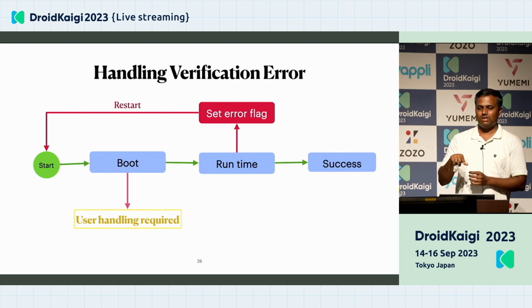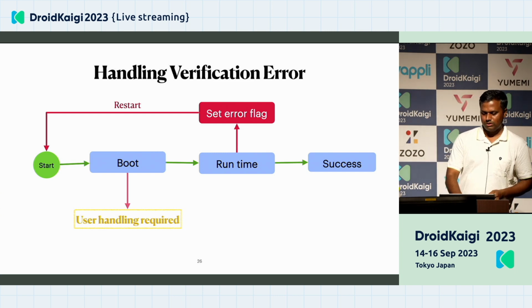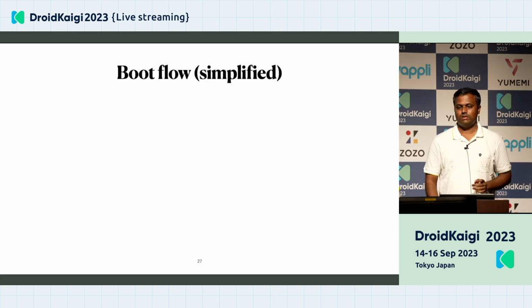So after restarting, the bootloader will check whether the EIO flag is there or not. If the flag is there, then it will enter into the EIO mode. We'll see about it. And if nothing bad happens, then the OS will be loaded successfully.